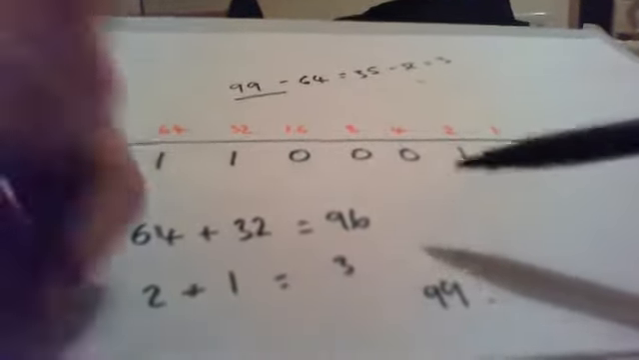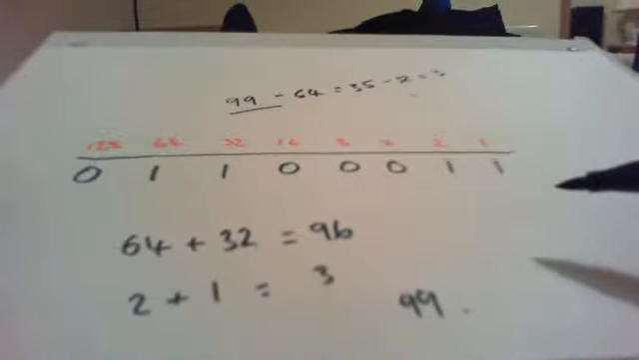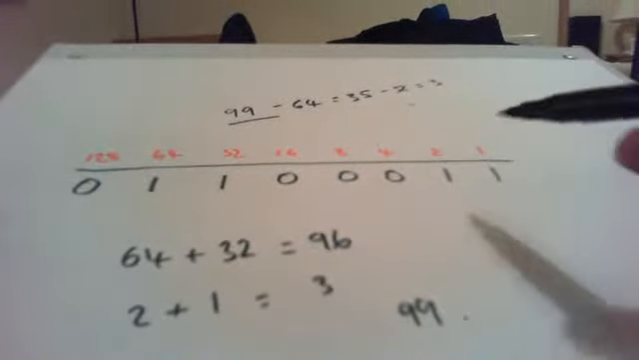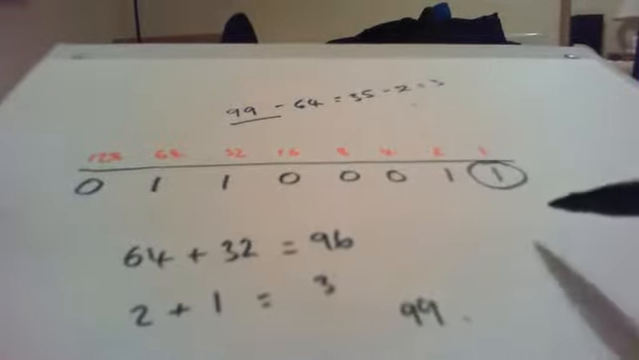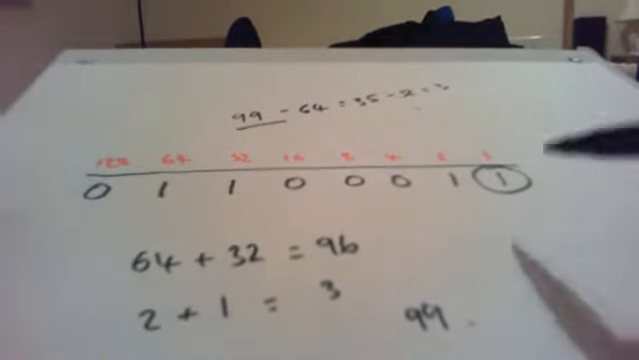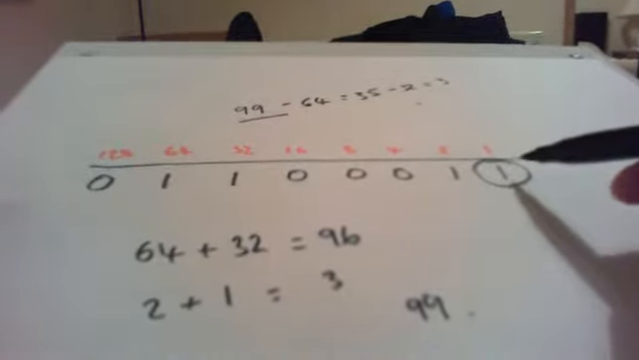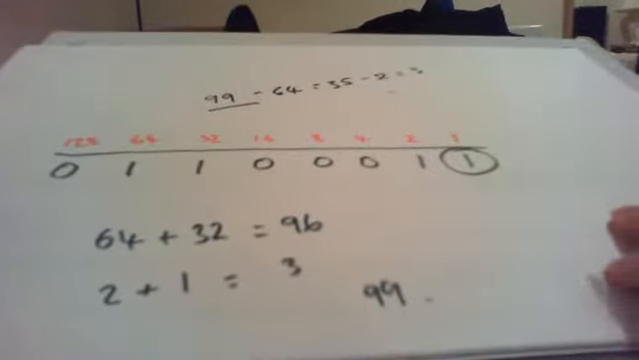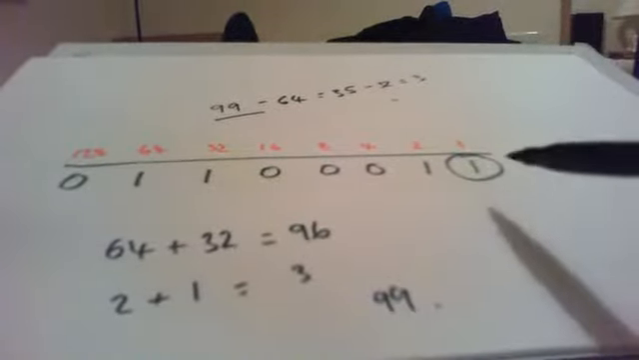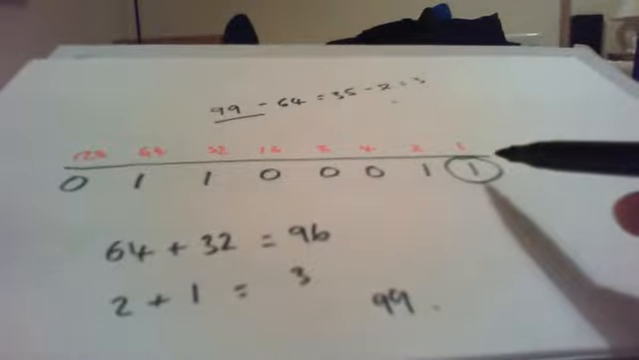Okay. How do we know if a binary number is odd? If a binary number is odd, this will always have a 1 in this column. Okay, if it's odd, it's going to have a 1 here. So if any binary number whatsoever has a 1 here, it's going to be odd.